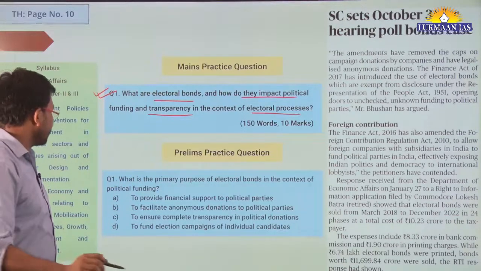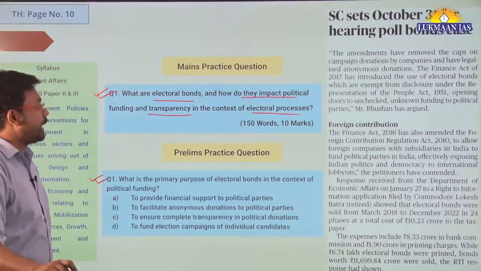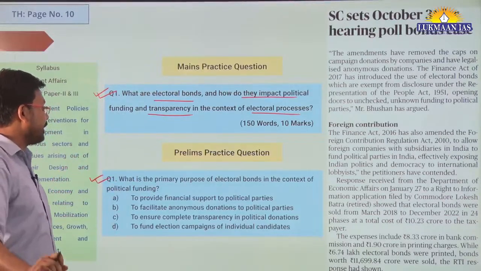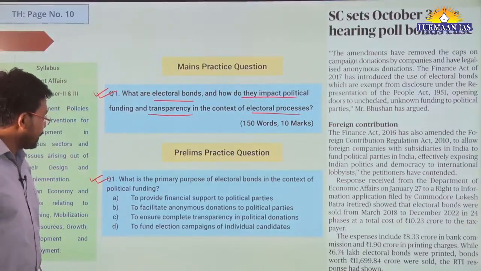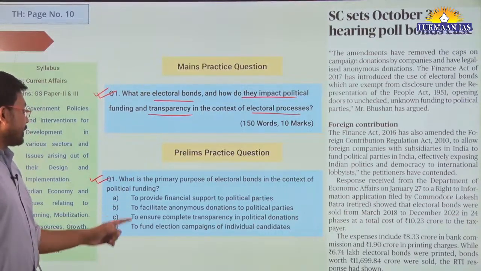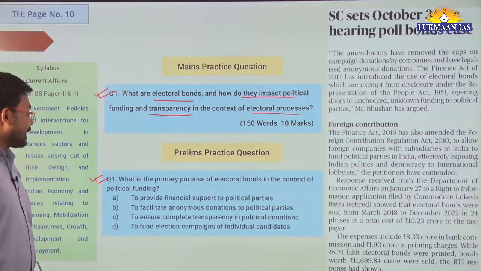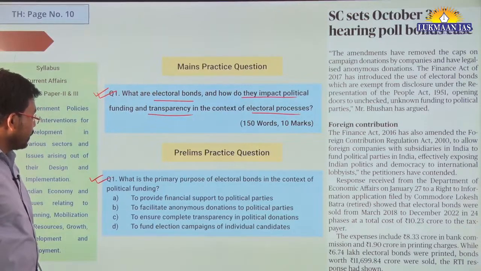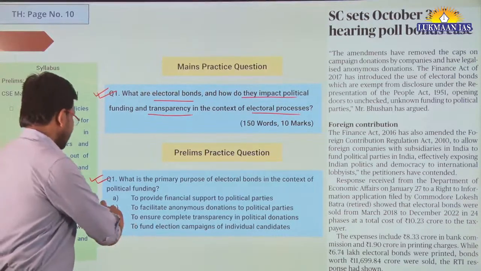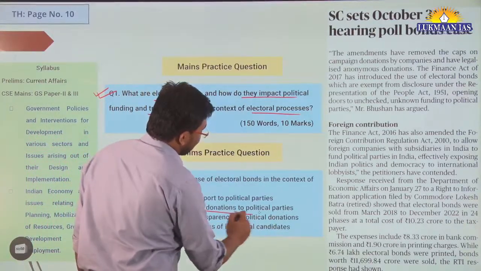And also we have a prelims question. It says, what is the primary purpose of electoral bonds in the context of political funding? Okay, so we have been given 4 options. To provide financial support to political parties, to facilitate anonymous donations to political parties, to ensure complete transparency in political donations, to fund electoral campaigns of individual candidates. B would be the right answer, to facilitate anonymous donations to the political parties.